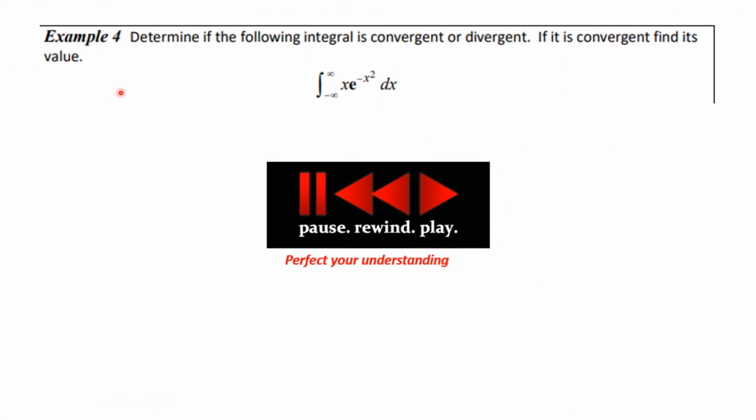Here's example 4. Determine if the following integral is convergent or divergent. If convergent, find its value. You see, I'm always going to ask questions like this. But this one goes from minus infinity to infinity of x e to the minus x squared dx. You know what to do. Let's see how you did.